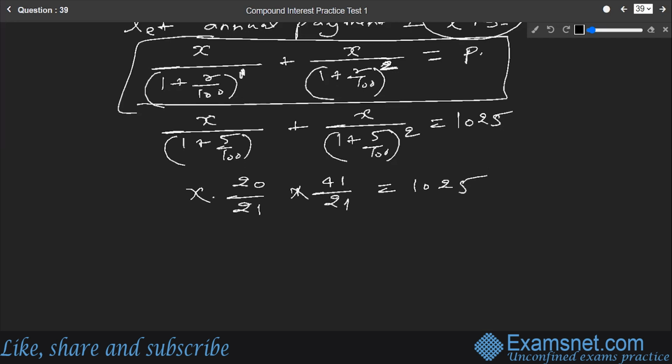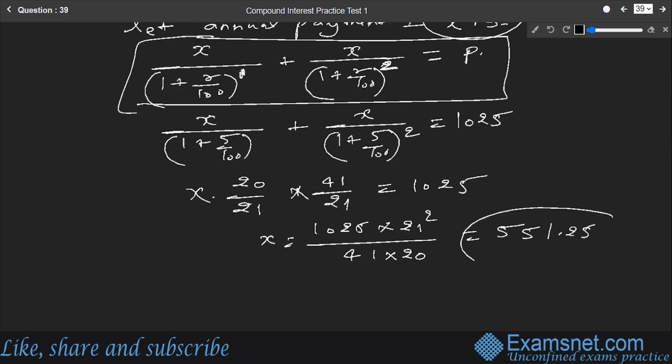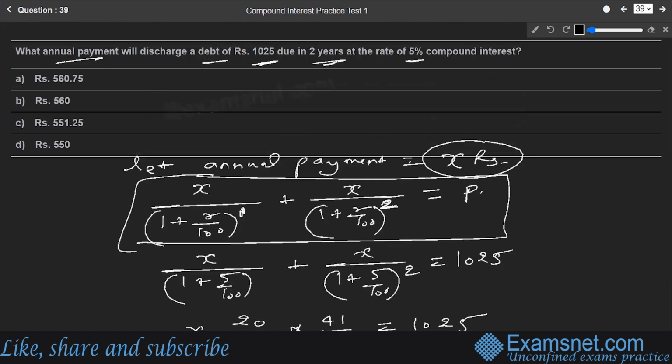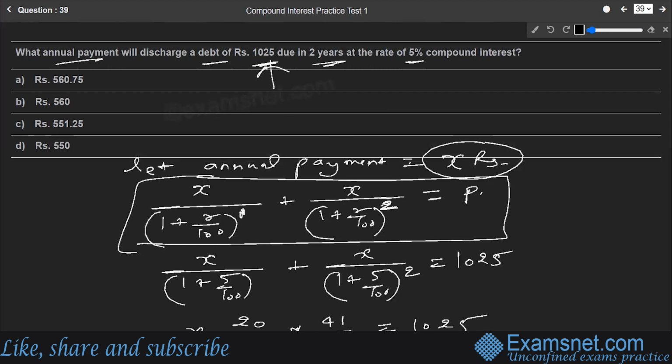If we solve for X, the value comes out to be 1025 multiplied by 21 squared, which has gone from the left hand side to the right hand side, divided by 41 into 20, that is the numerator of the left hand side. If we solve this further, it comes out to be 551.25. So that should be the annual payment that will discharge a debt of 1025, due for 2 years at the rate of 5% compound interest. This is available in option C, and it becomes the right answer.